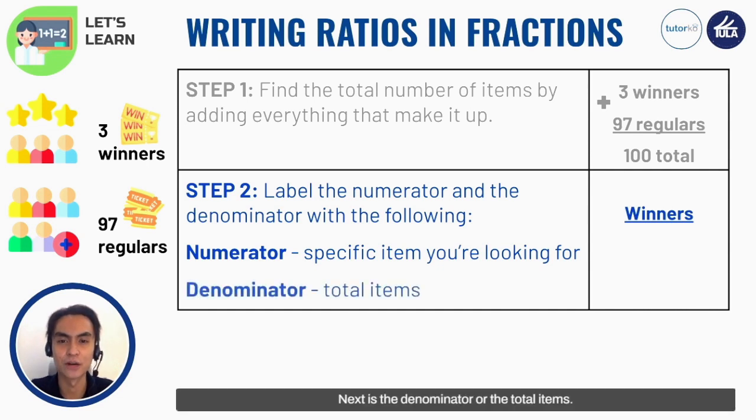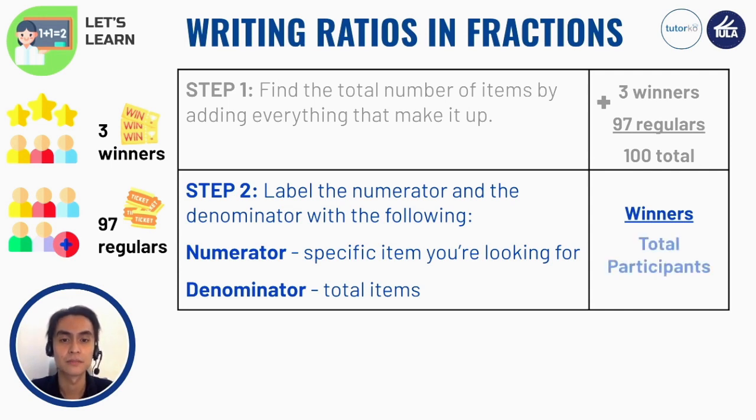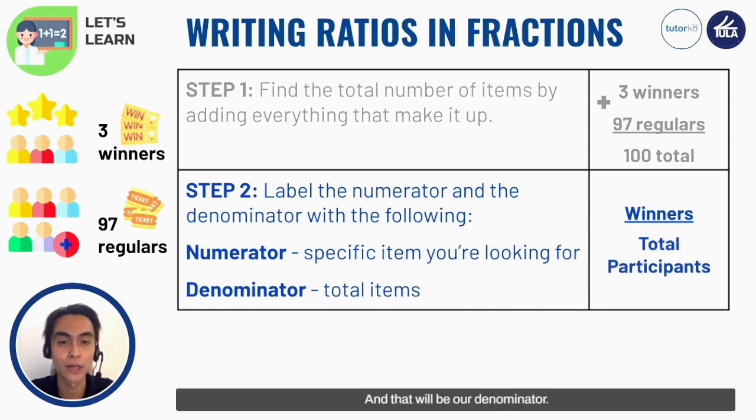Next is the denominator, or the total items. We have to write the total items, and in this case, the total participants. And that will be our denominator.